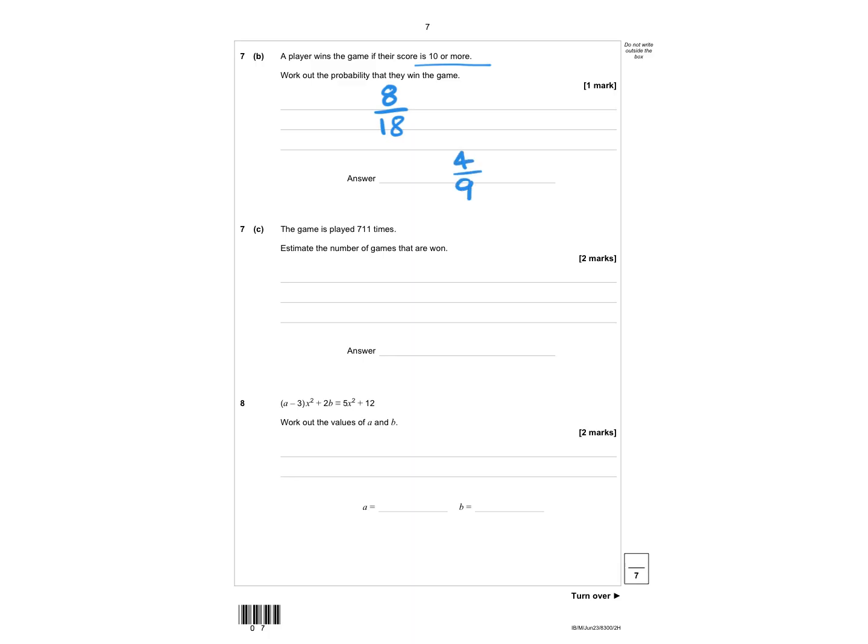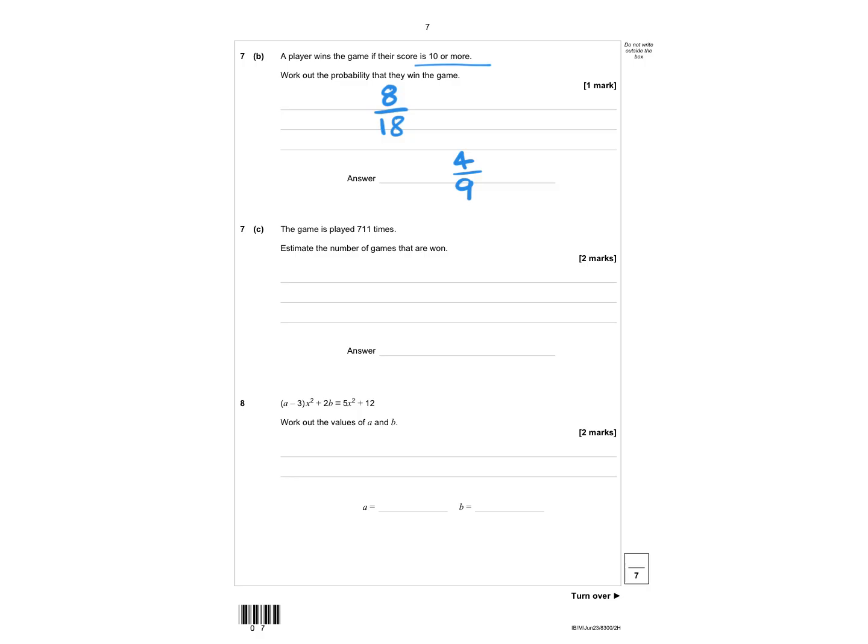Do not convert that into a percentage and then round it. There's no value in converting this into a decimal or percentage. 4/9 is a nice exact value. Leave it at that. Don't risk losing a mark by converting this weirdly to 44.4% or 0.4 recurring. Leave it as 4/9.